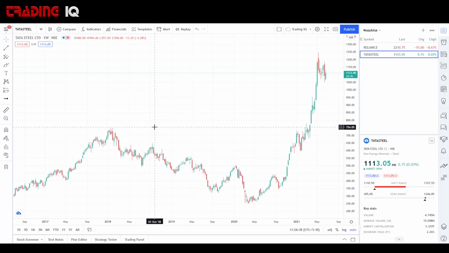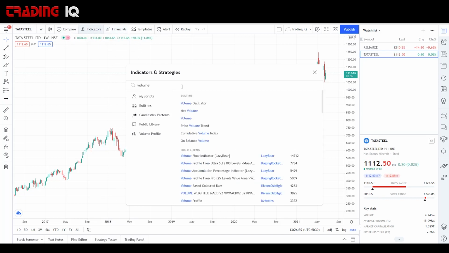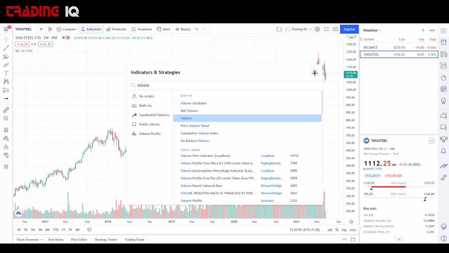This is resistance. So this is how you would find support and resistance. Now, next up is volume. And believe me, guys, nothing can be more important than this indicator, volume. All your buying decisions will be based on this volume indicator. So let's bring volume up on my screen. How can you do that? Simply click on indicator, search for volume. That's it.